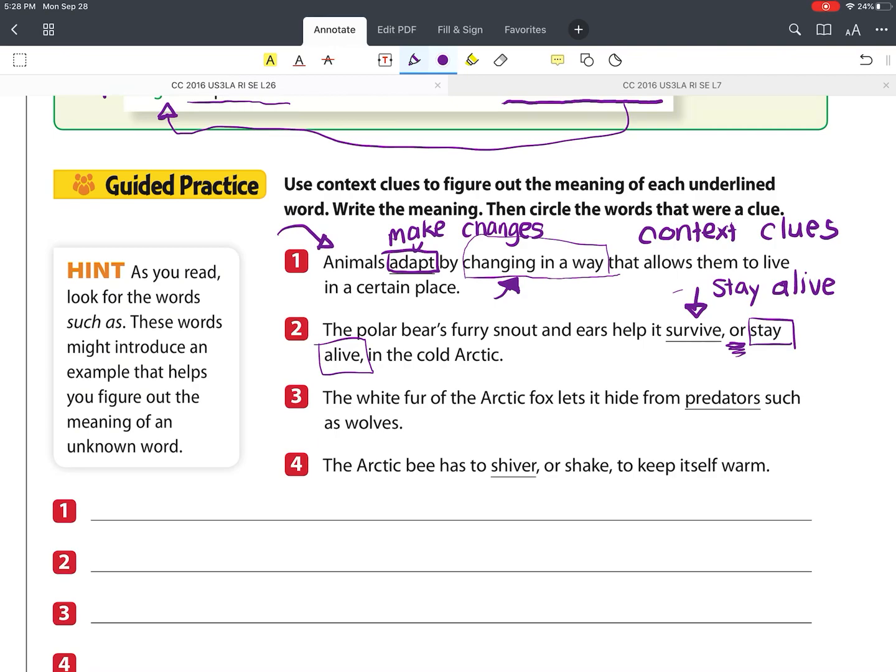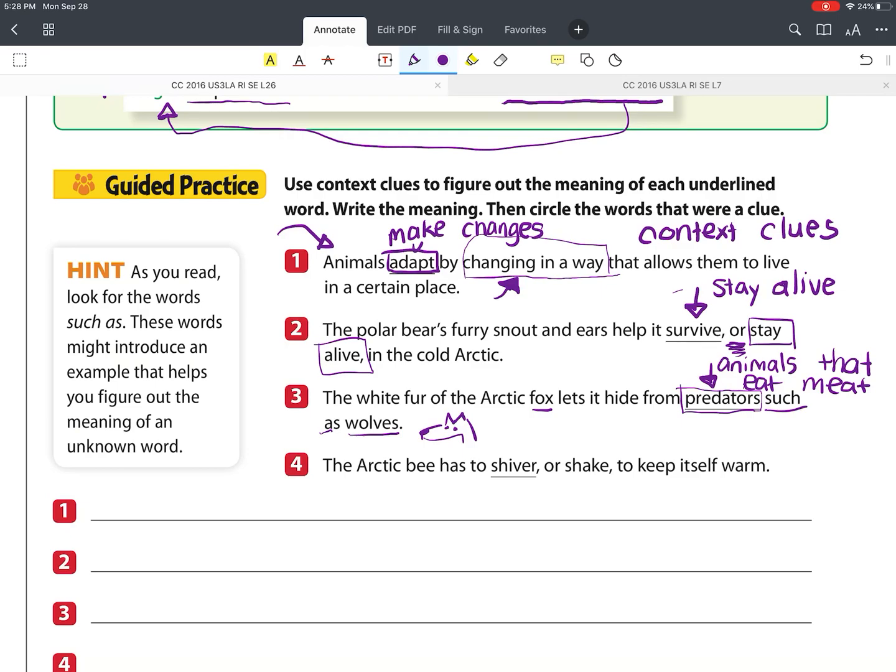The white fur of the Arctic fox lets it hide from predators. What if I didn't know what that word meant? Such as wolves. Well, I know what a wolf is. It's an animal. And I'm thinking about foxes. Maybe predators means animals that eat meat. Animals that might eat the fox. Because I know what a wolf is. That's how I could figure out what this word predators means.